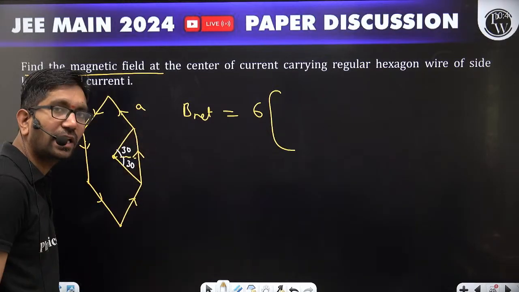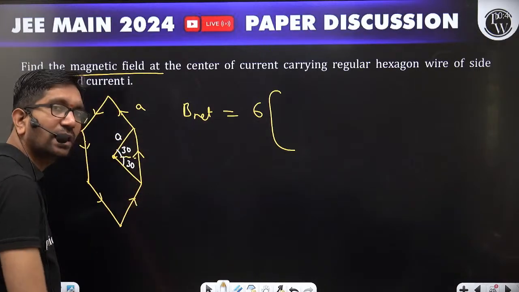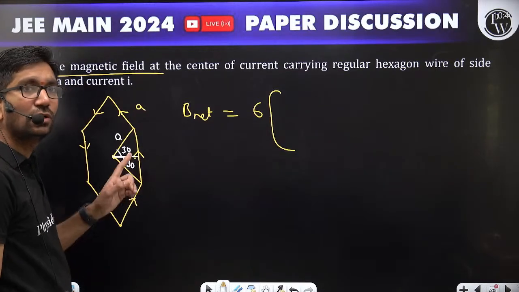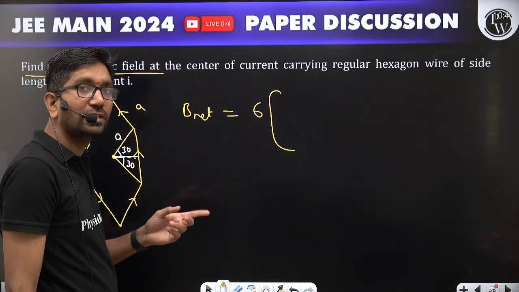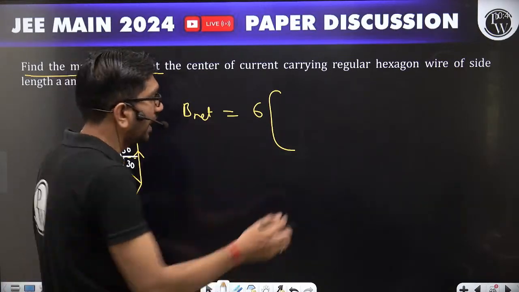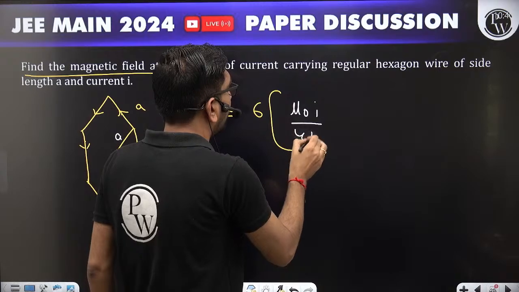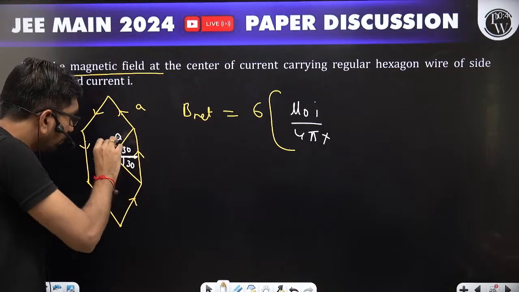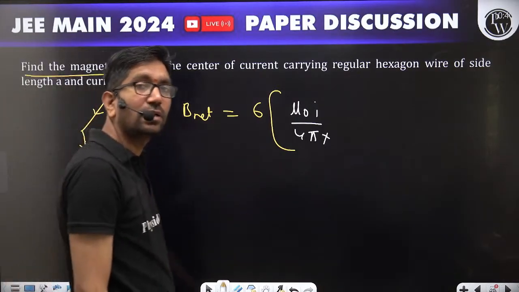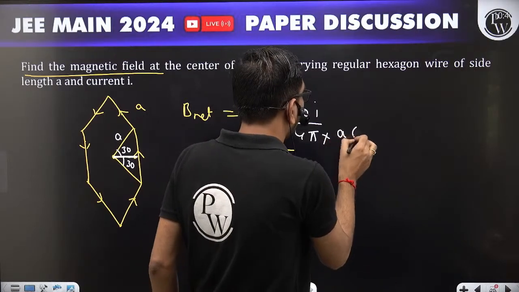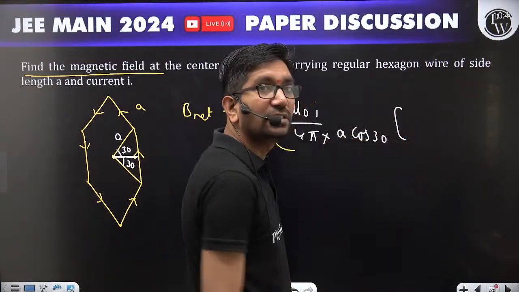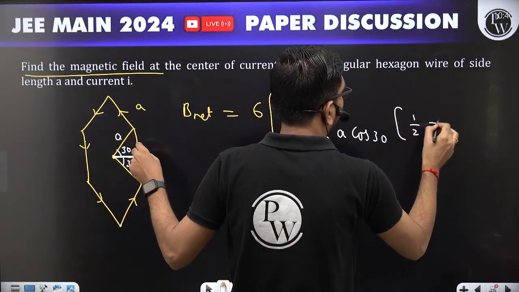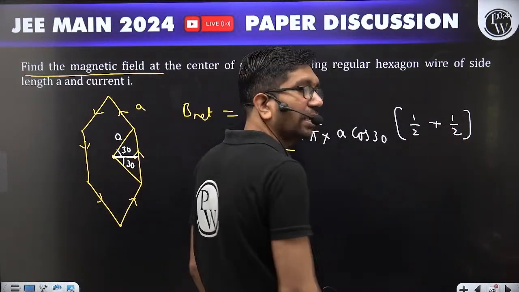And the side is given as A. This length will also become A only. This is the perpendicular distance. So 6 into, what is the magnetic field due to a finite wire? It is mu naught I by 4 pi R. R is this perpendicular distance. What do you get, beta? Wherever theta you have, there you put cos theta. A cos 30, in bracket sin alpha plus sin beta. Sin alpha, sin 30 is 1 by 2. Again sin beta, sin 30 again 1 by 2.